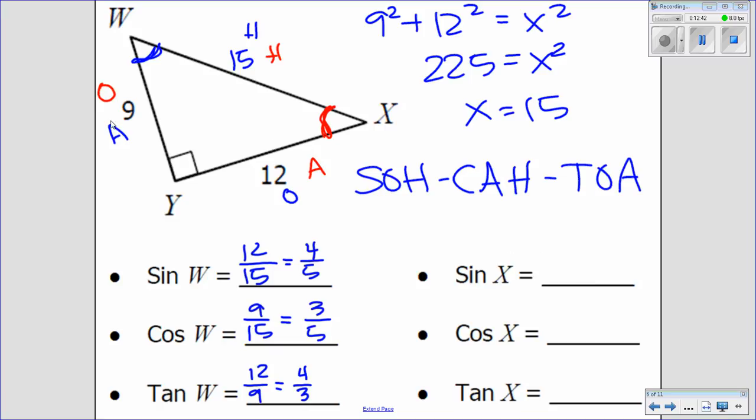For sine, O over H gives you 9 over 15, which simplifies down to 3 over 5. Cosine is adjacent over hypotenuse, so 12 over 15, which is equal to 4 over 5. And then tangent is equal to opposite over adjacent, which is 9 over 12, or 3 over 4. When you get into trig, we're going to talk about more of the special relationships that happen here. For now, what's super important is that you know your acronym, that you can label O, A, and H for any of your sides, and then you can set up your ratios based on that.